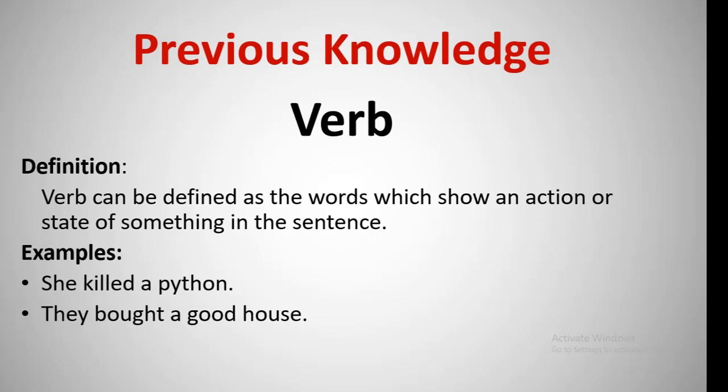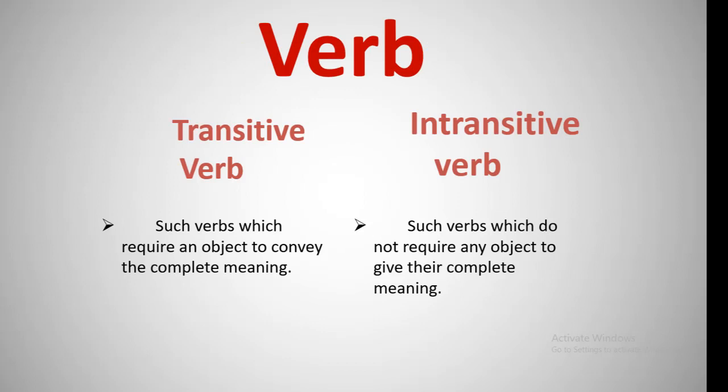Examples are: she killed a python and they bought a good house. In both these sentences, killed and bought are the verbs. They are stating the action done by she and they, which are the subjects in the sentence. Students, today we are going to study about the two kinds of verbs that are transitive and intransitive verbs.